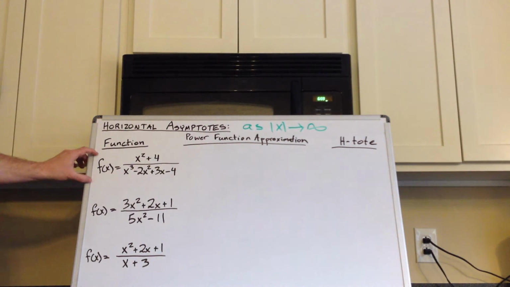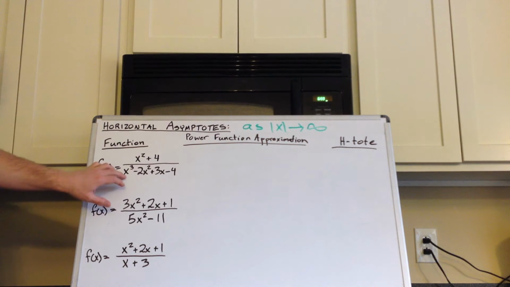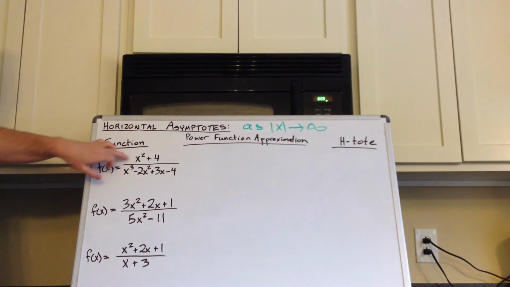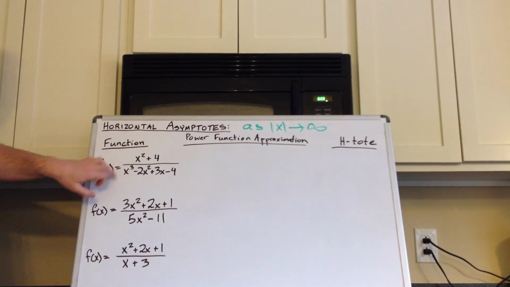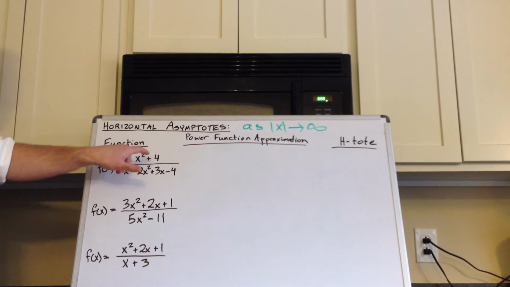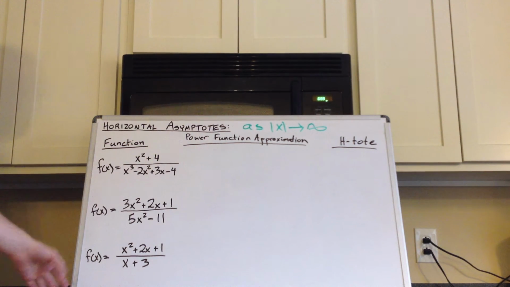The way we want to do this is look at the power function approximations of the numerator and of the denominator, because as x goes to infinity, it's only the largest degree term that ends up mattering. As x goes to 10,000, 100,000, a million, 10 million, this 4 gets more and more irrelevant. So what is the power function approximation?